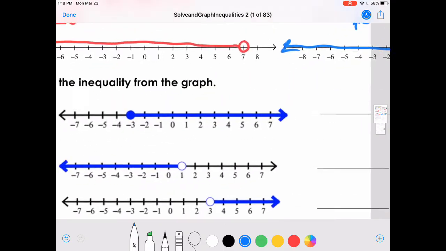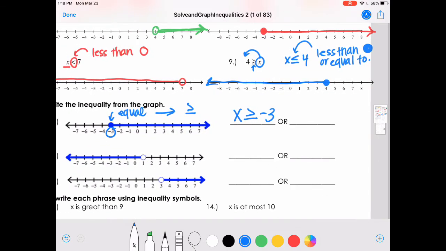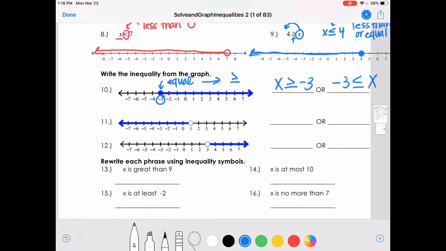So for the next set, you're writing an inequality using the graph. You just want to use X as your variable. Honestly, it doesn't matter what variable you use. But I know because I have a closed circle, I'm going to use an equal to. And since I'm shading to the right, I'm going to use a greater than or equal to. And the number I'm going to use is -3, sorry. And then you want to rewrite it in the second form. So that's just writing it with the number first, switch your inequality sign, and then your variable.